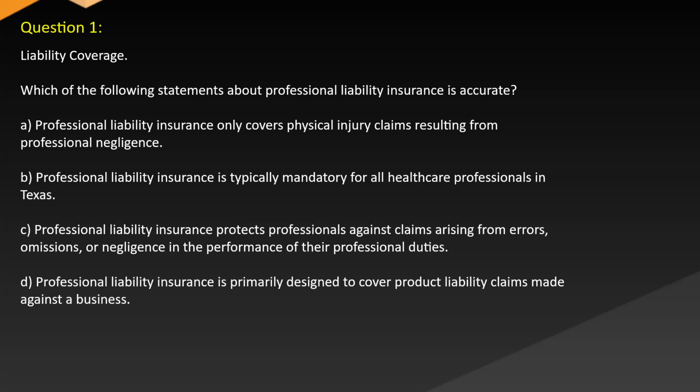Question 1. Liability coverage. Which of the following statements about professional liability insurance is accurate? A. Professional liability insurance only covers physical injury claims resulting from professional negligence. B. Professional liability insurance is typically mandatory for all healthcare professionals in Texas. C. Professional liability insurance protects professionals against claims arising from errors, omissions, or negligence in the performance of their professional duties. D. Professional liability insurance is primarily designed to cover product liability claims made against a business.